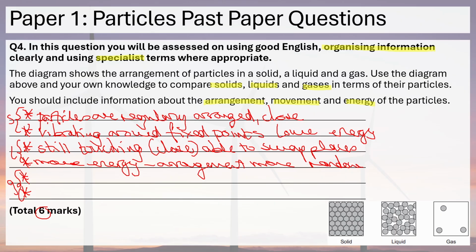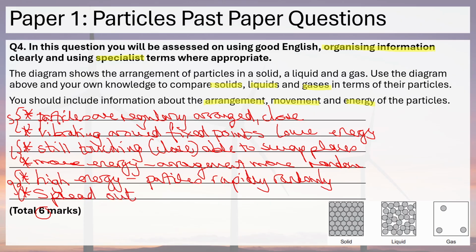Once I get to gases, I can talk about the fact that we've now got high energy. So the particles are moving rapidly and randomly. And I can talk about the fact that they're very spread out. So I've written more than 6 marks there. But I've got all the information I need.